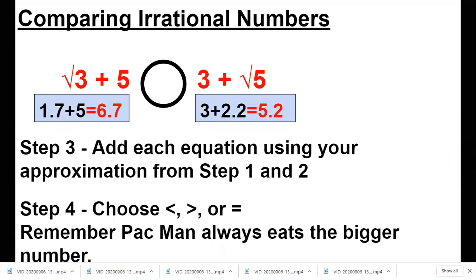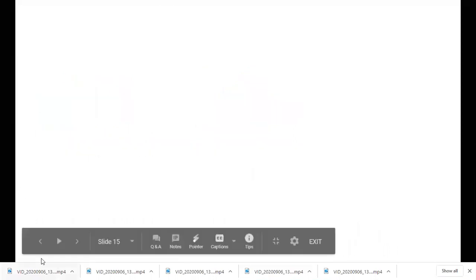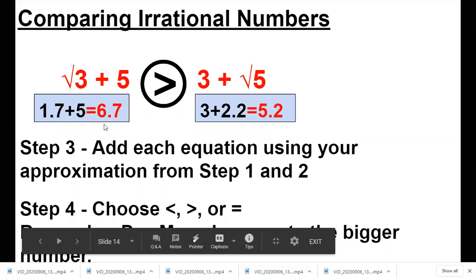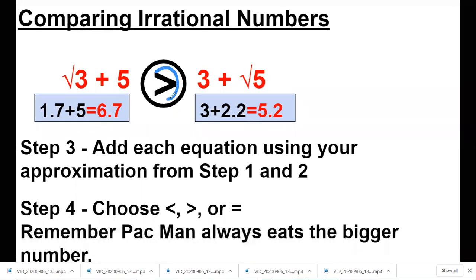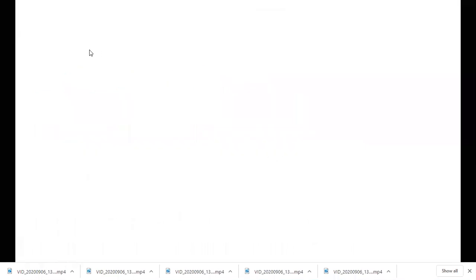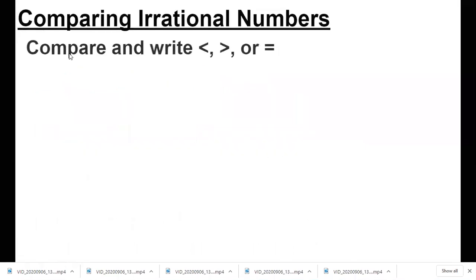We're going to pick the bigger number, which is 6.7. There it is. Oh, I want to go back. So again, Pac-Man, I like to draw my Pac-Man guy. He's always going to eat the bigger number, 6.7. Okay. So move on, do it again.